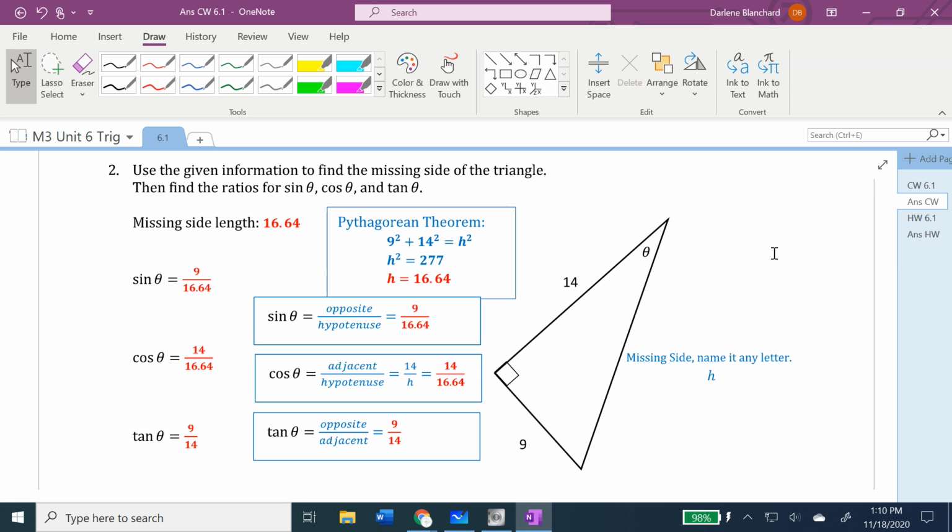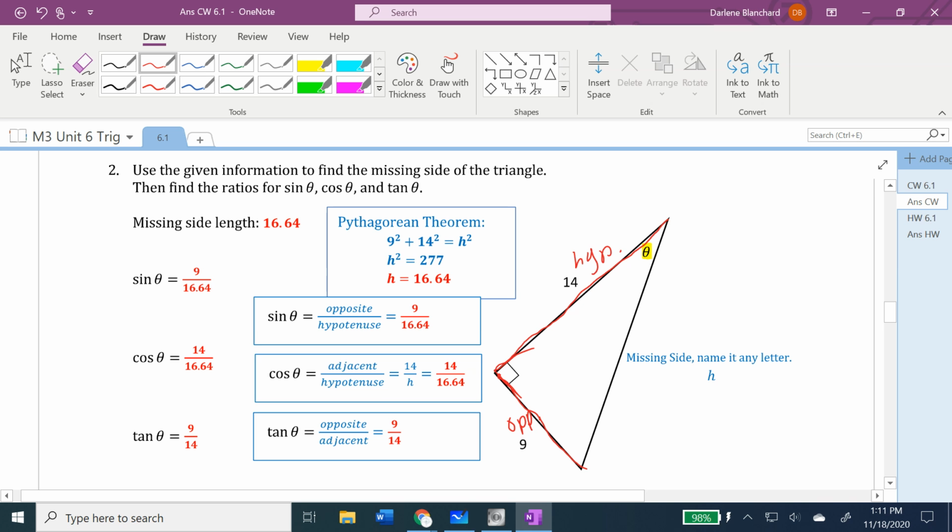So is the 14 side or the opposite side? The 14 is adjacent. And it's adjacent because this is the angle theta. So when you look at the two legs that make the right angle, the adjacent is the one leg who is one of the sides of theta. The hypotenuse is the other side. And then the opposite doesn't touch theta.